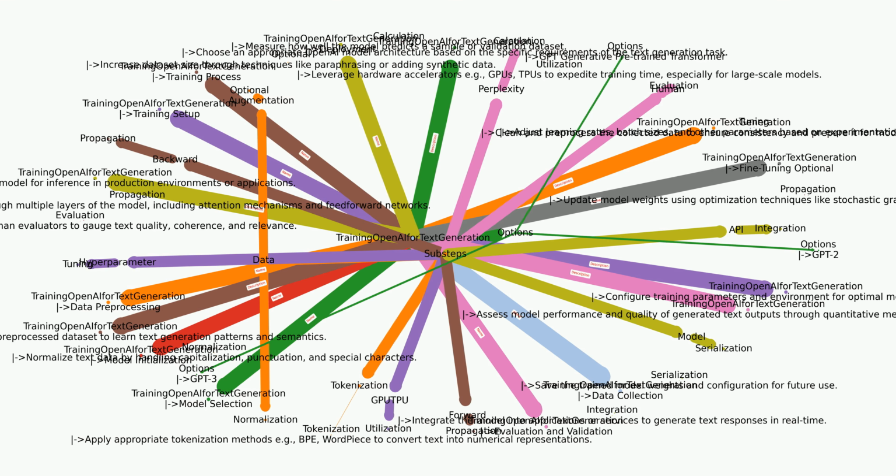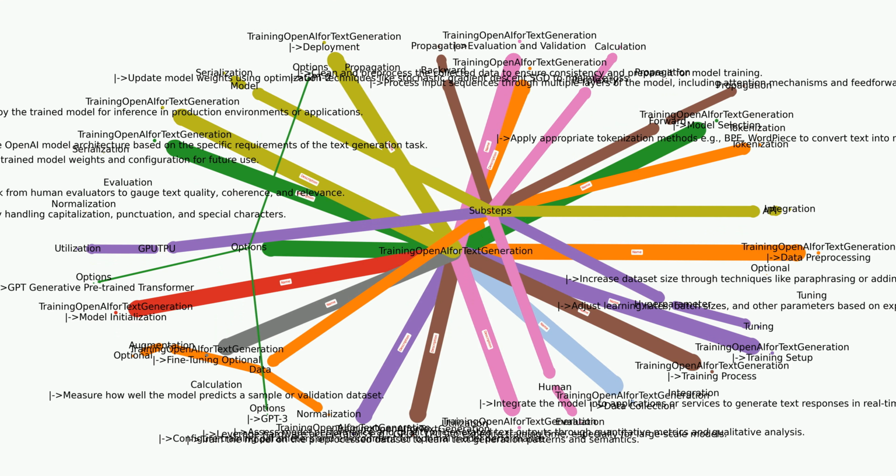Data normalization. Normalize text data by handling capitalization, punctuation, and special characters. Data augmentation (optional). Increase dataset size through techniques like paraphrasing or adding synthetic data.